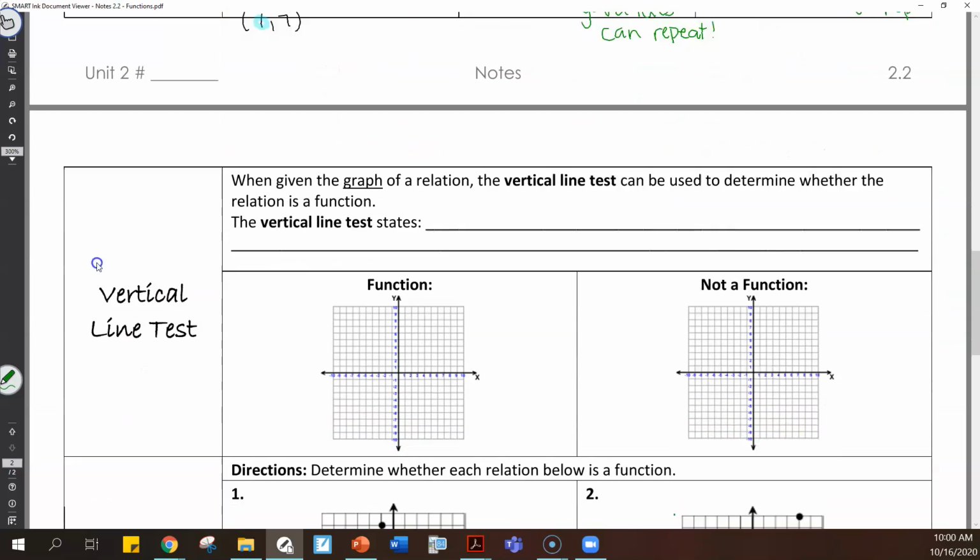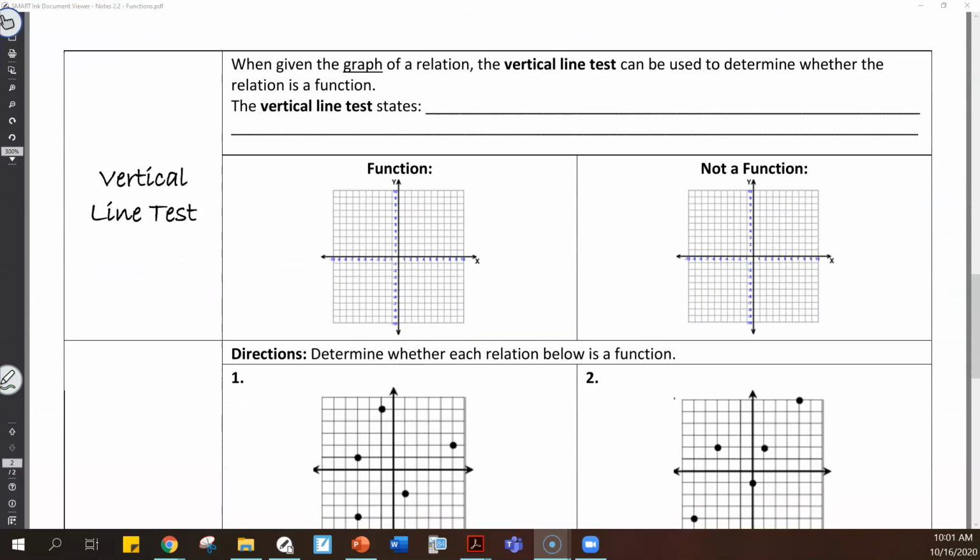The last thing we're going to talk about is the vertical line test. The vertical line test is an easy way for us to check whether graphs are functions or are not functions. So the vertical line test is used on graphs to help us determine whether it is or is not a function. So the vertical line test states, if a vertical line, remember vertical lines go up and down, if a vertical line crosses the graph at more than one place, that relation is not a function.